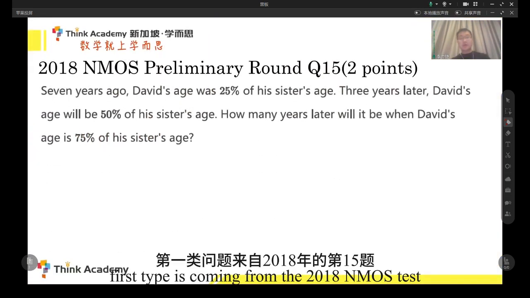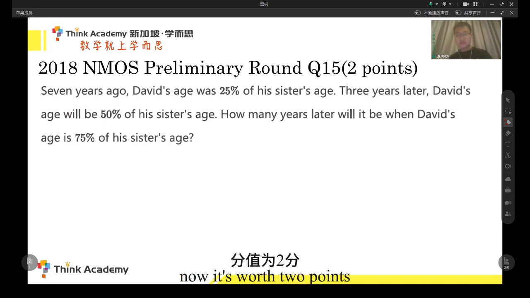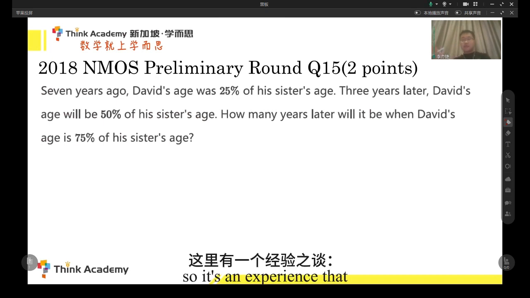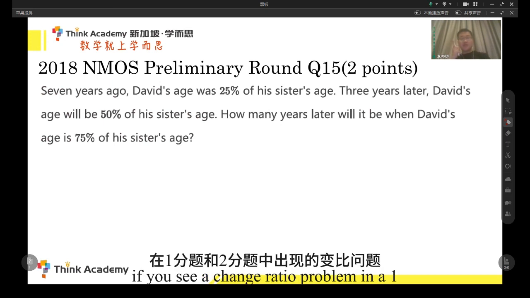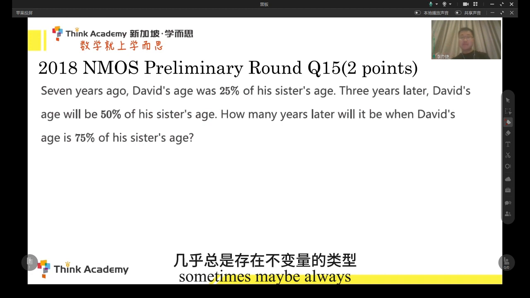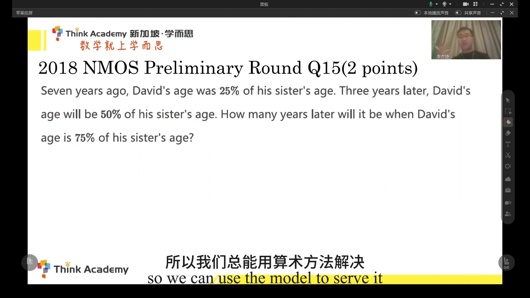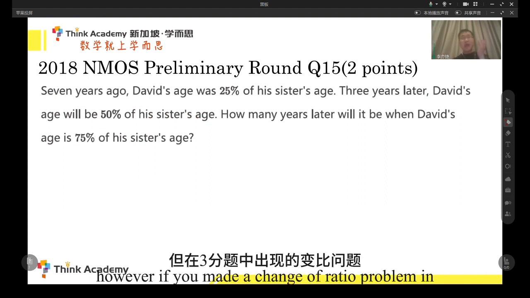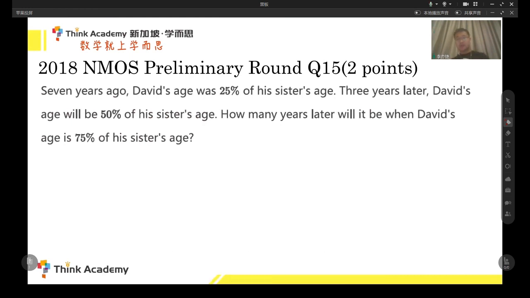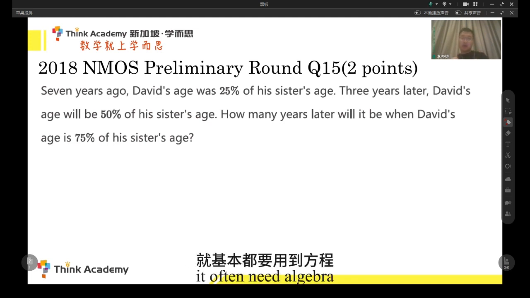The first type comes from the 2018 NMOS test, question 15. It was 2 points. From experience, if you see a change ratio problem in a 1 or 2 point question, it always has an unchanged amount, so we can use the model to solve it. However, if you meet a change ratio problem in 3 point questions, it often needs algebra. So you can take note of that, okay?